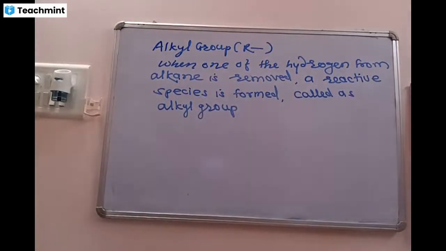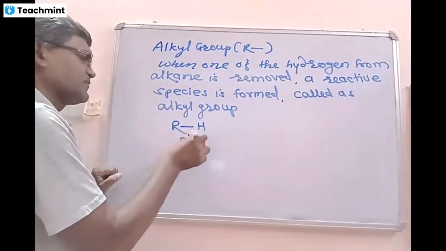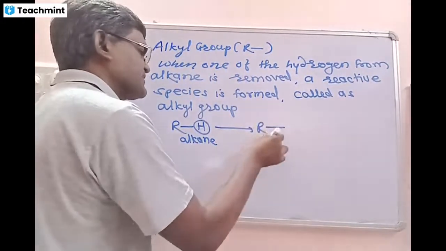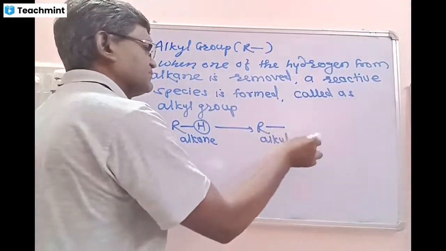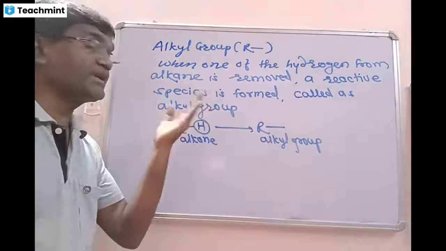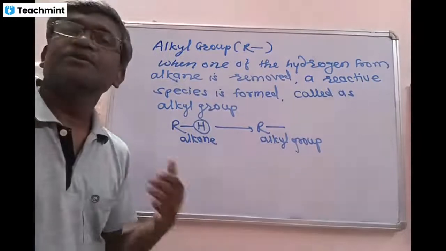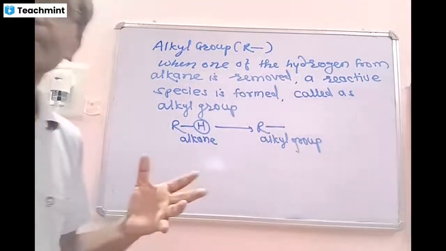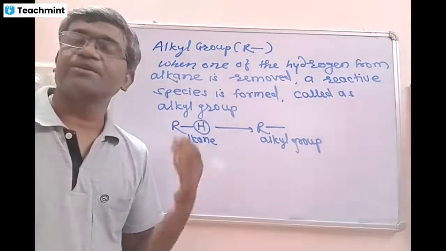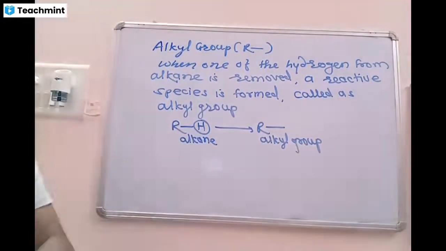बन जाता है. Understand? This is your alkane, and you are removing this one, so that you will get this type of species called as alkyl group. So how the alkyl group is formed? It is formed by removing one of the hydrogen from the alkane. That is either from primary carbon or from the secondary carbon or from tertiary carbon. Single hydrogen is to be removed from the alkane, and in that case, you will get highly reactive species called as alkyl group.